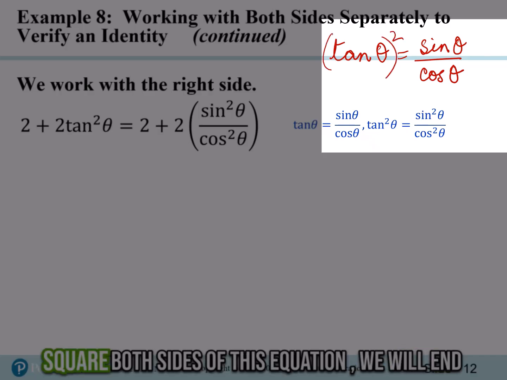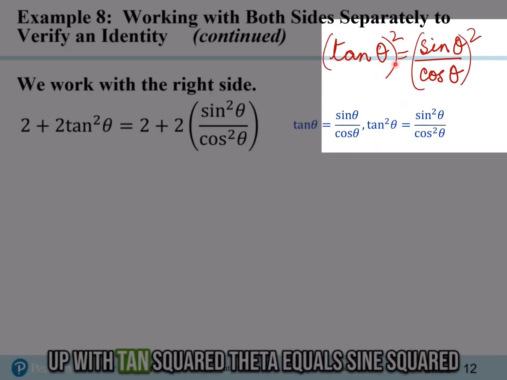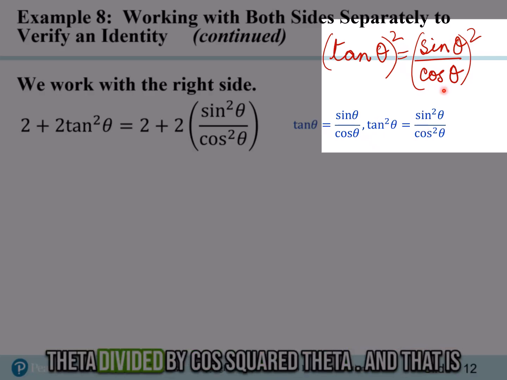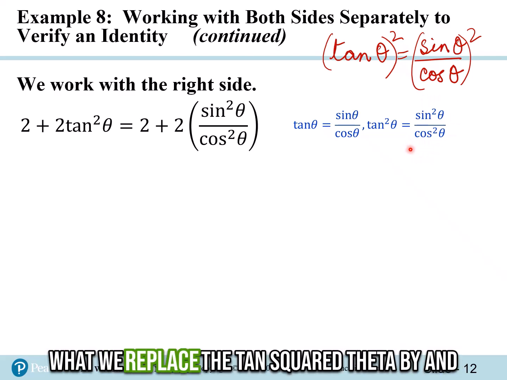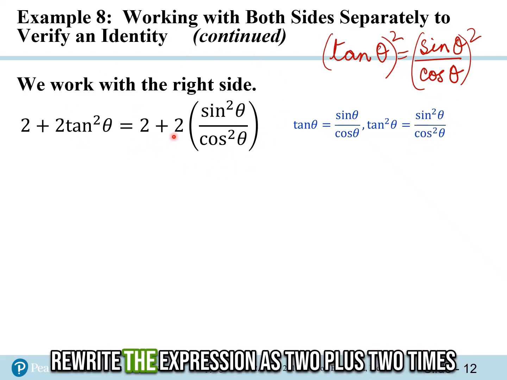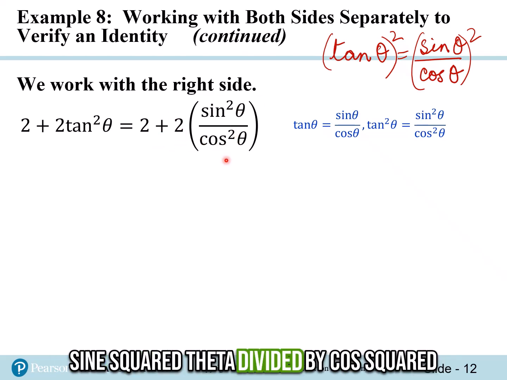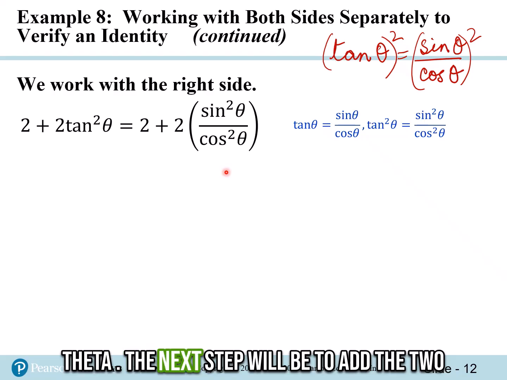If we square both sides of this equation, we will end up with tan squared theta equals sine squared theta divided by cos squared theta, and that is what we replace the tan squared theta by and rewrite the expression as 2 plus 2 times sine squared theta divided by cos squared theta. The next step will be to add the two terms.